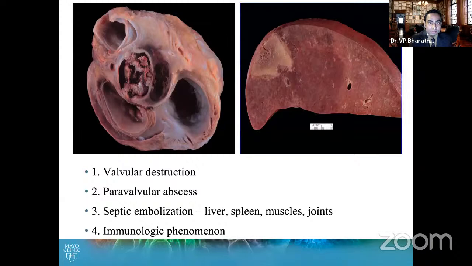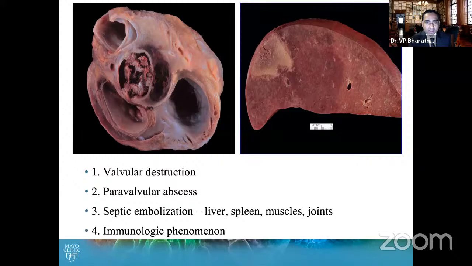The vegetation results in certain clinical manifestations or complications that we see in infective endocarditis. It can chew up the valve. It can extend into the paravalvular space, resulting in a paravalvular abscess and subsequently a fistula. It can fragment and embolize to distant parts of the body, including the liver, the spleen, the muscle, joints. And if the infectious process is subacute to chronic, the antigen-antibody complexes can also create clinical manifestations.